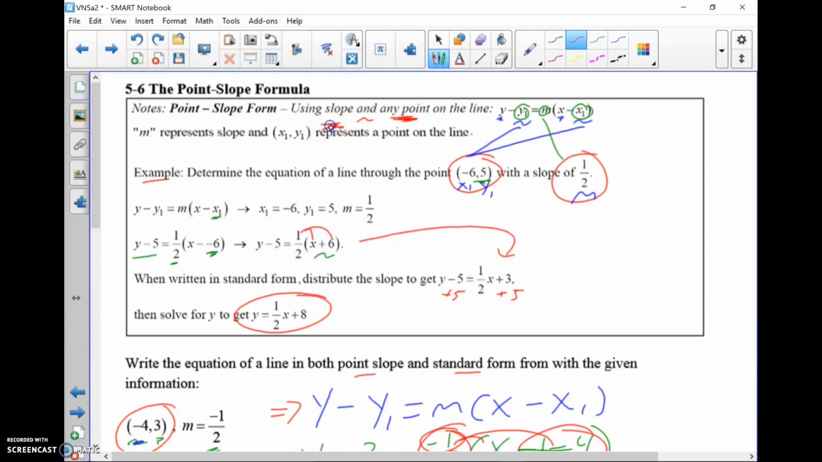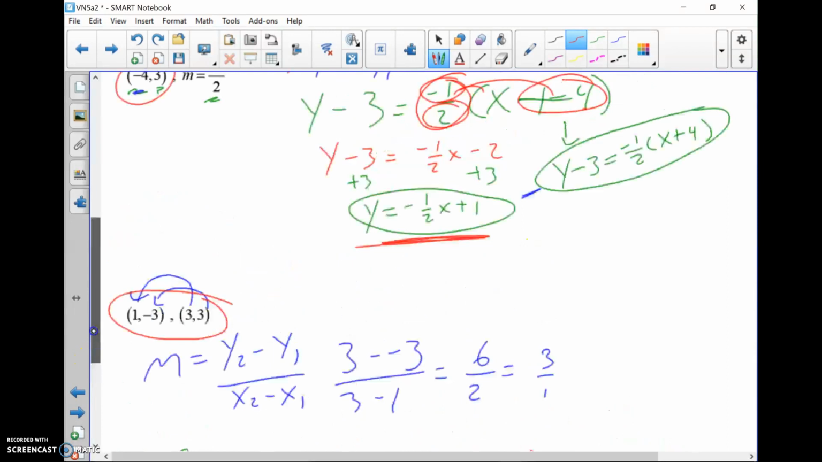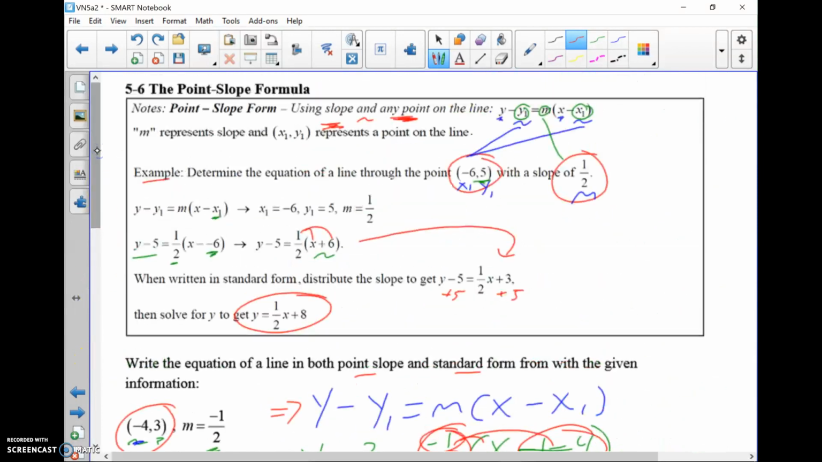So the point-slope formula is a way to get the equation of a line from any point and its slope. If you're given 2 points, you'll have to first find the slope, and then you could use your point-slope formula.